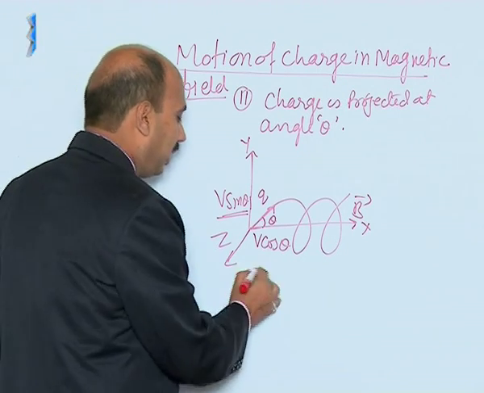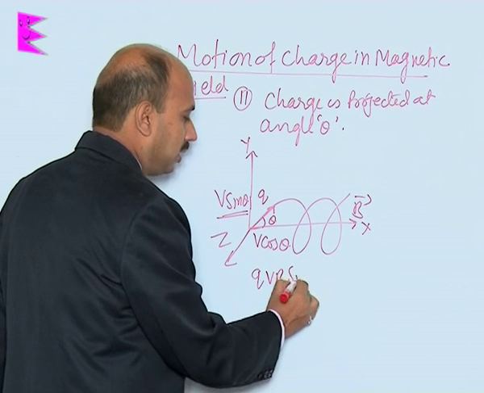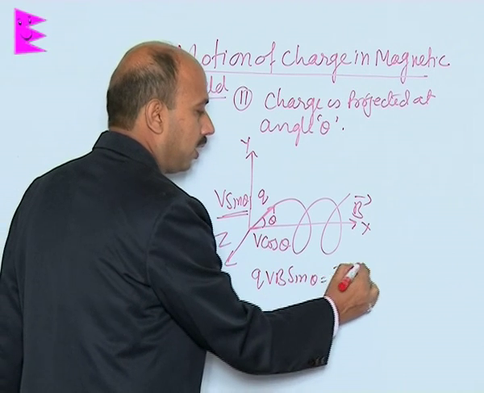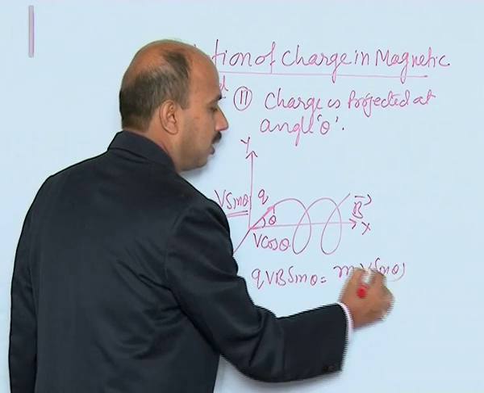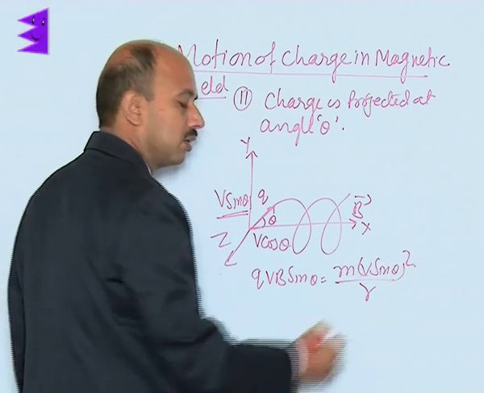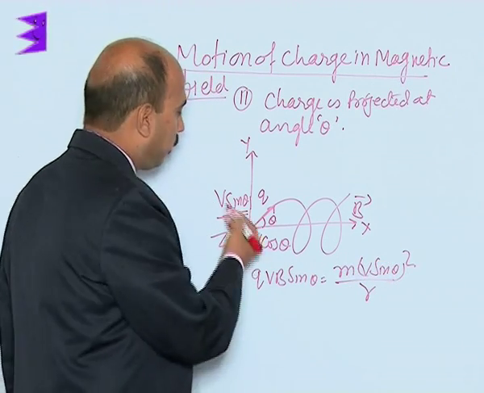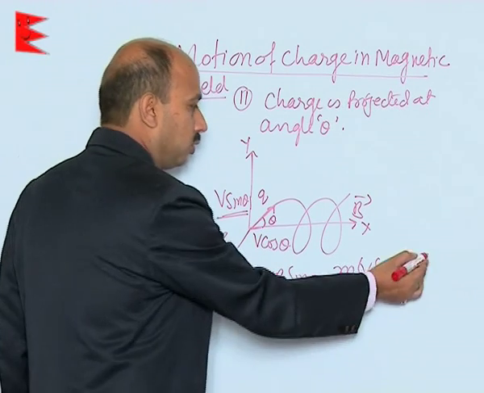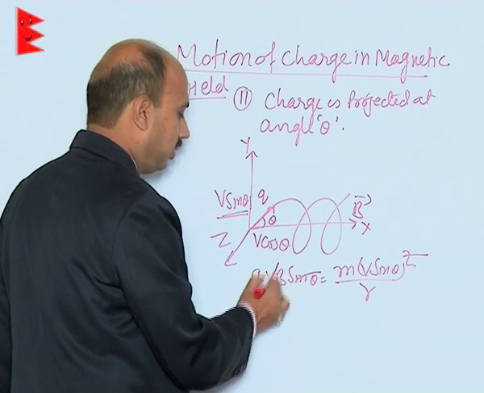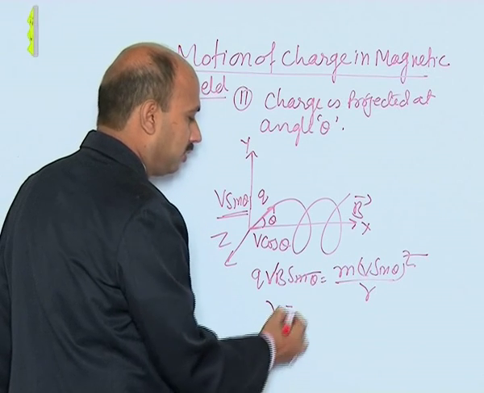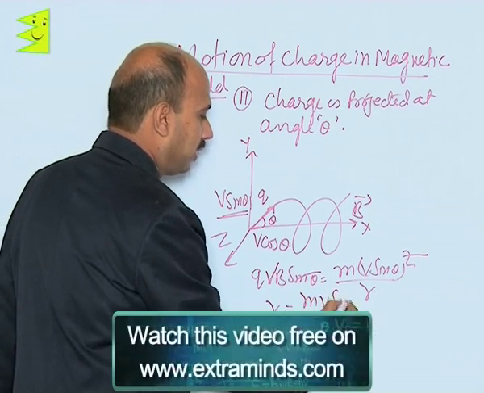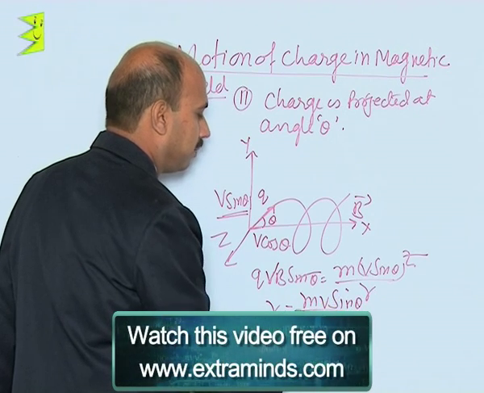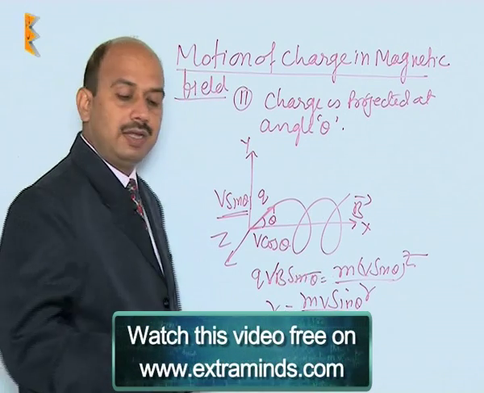So, here we can write qvB sin theta is equal to m (v sin theta) whole square upon r, because the perpendicular component of the velocity is responsible for the centripetal force. So, this and this will get cancelled. You will get r is equal to mv sin theta upon qB. This is for the radius.